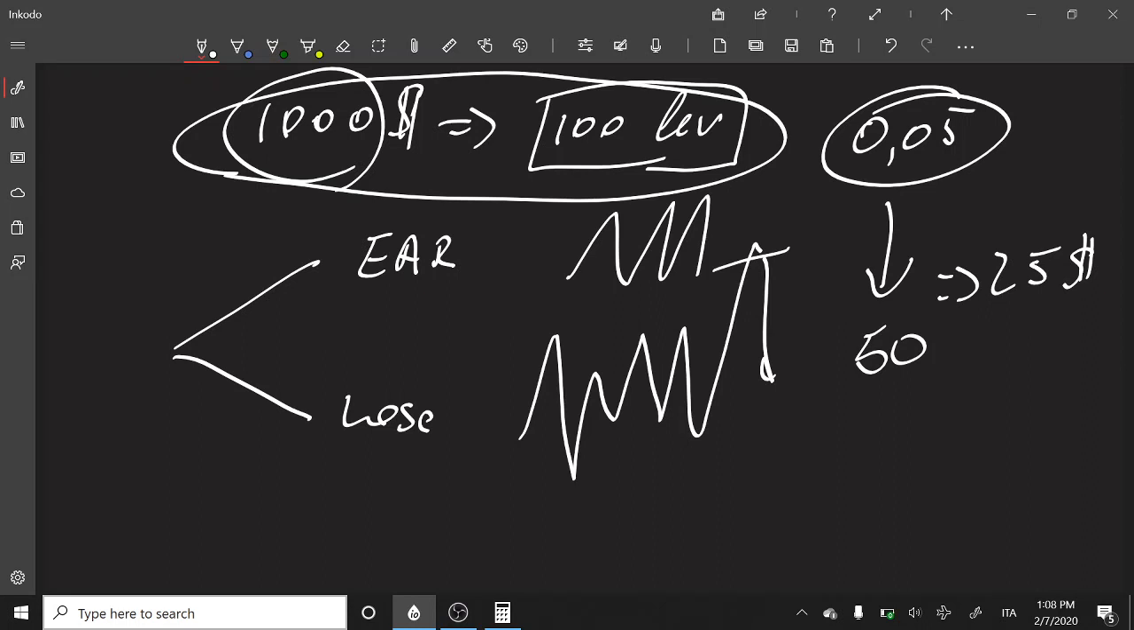If you open a 0.05 and the market moves 50 pips, then you gain or lose $25. If you open a 0.50, it would be $250. If you open one lot, it would be $500 of gain or loss. So gain if you are right, or loss if you are wrong.